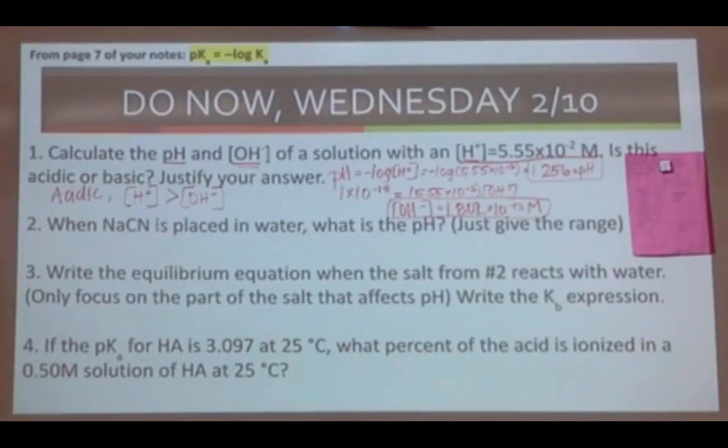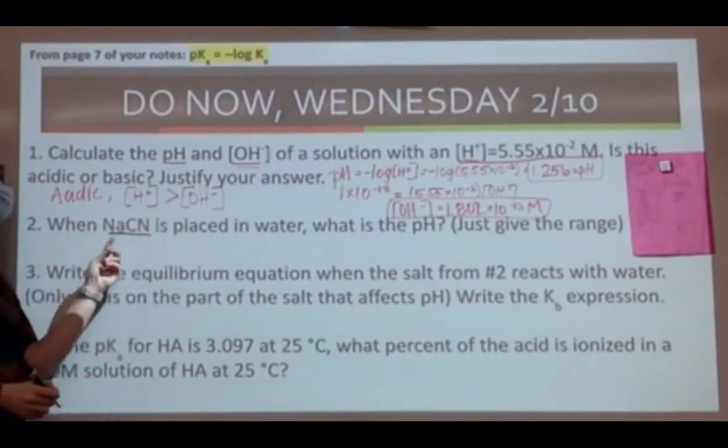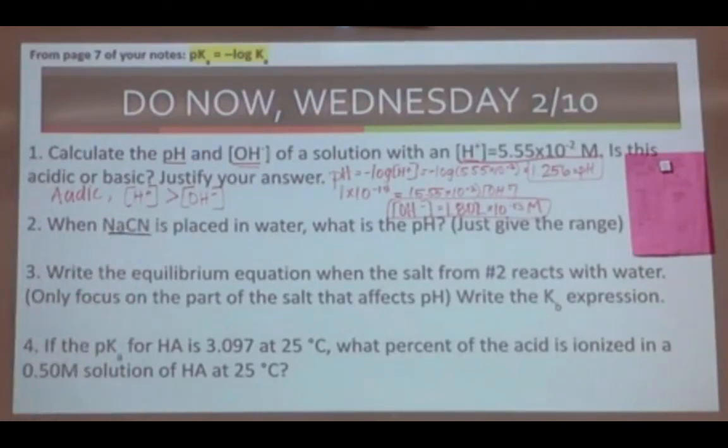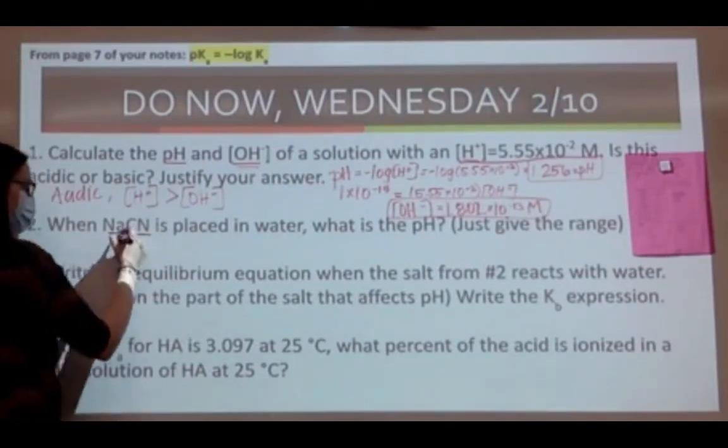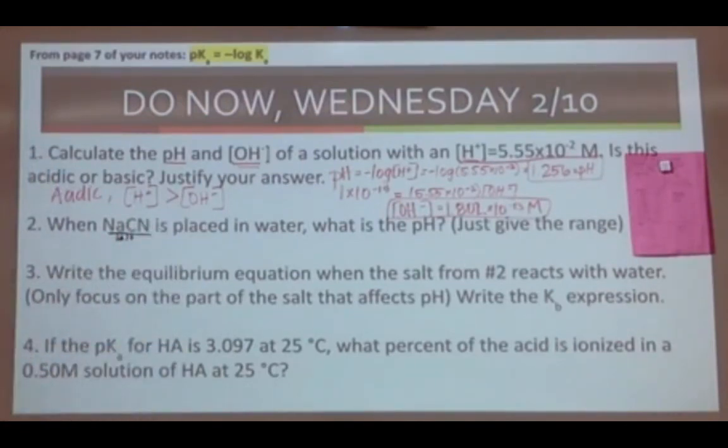Number 2, when NaCN is placed in water, what is the pH? And I said just give the range. So NaCN, you always want to get in the habit when you have a substance of identifying it as an acid, as a base, or as a salt. If we look at number 2, NaCN, well, I noticed that there's Na at the beginning. That's a metal. That's a cation. NaCN is actually identified as a salt. It's 2 ions, a cation and an anion, put together.